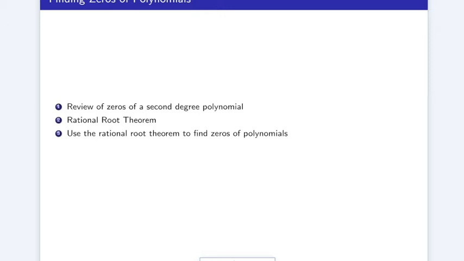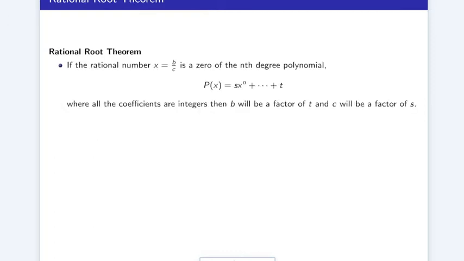Today we are going to talk about the rational root theorem first, and then we use this theorem to help us find zeros of polynomials. So what is the rational root theorem? Well, if a rational number x in the form b over c is a zero of the polynomial p of x, then b must be a factor of t and c must be a factor of s. S is the coefficient of the leading term, and t is the constant term.